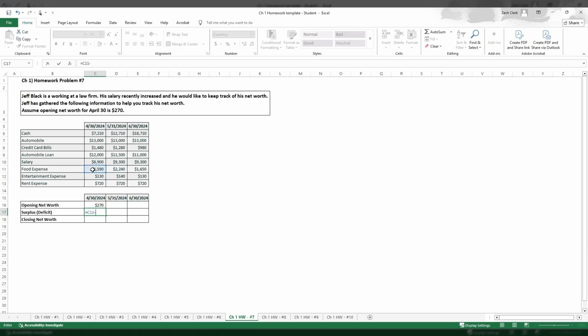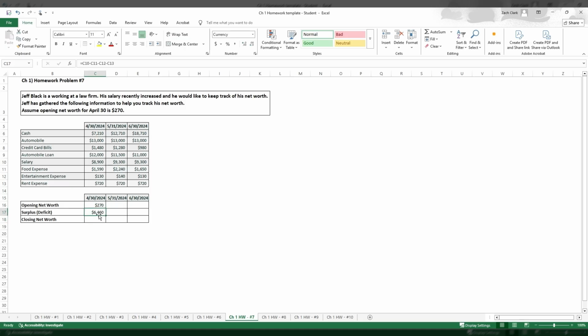So let me fix this, sorry, equals the salary minus food expense minus entertainment expense minus rent expense. And when we do that, that gives us $6,460 for total increase to, it is the surplus, which is the increase to net worth.